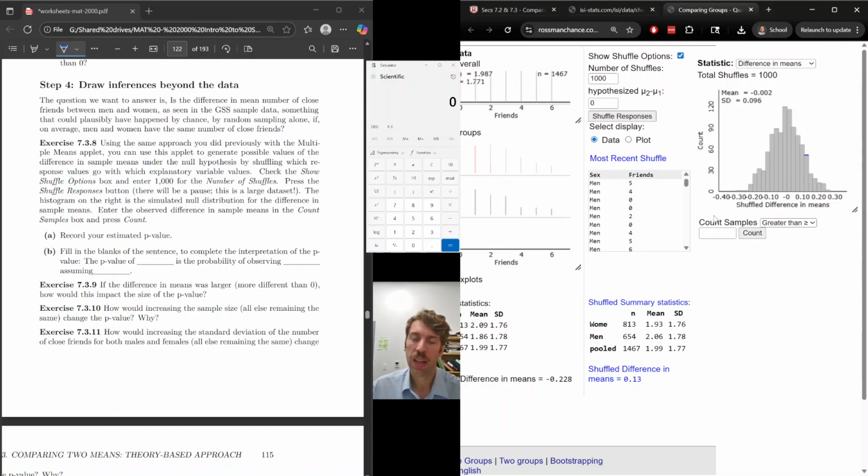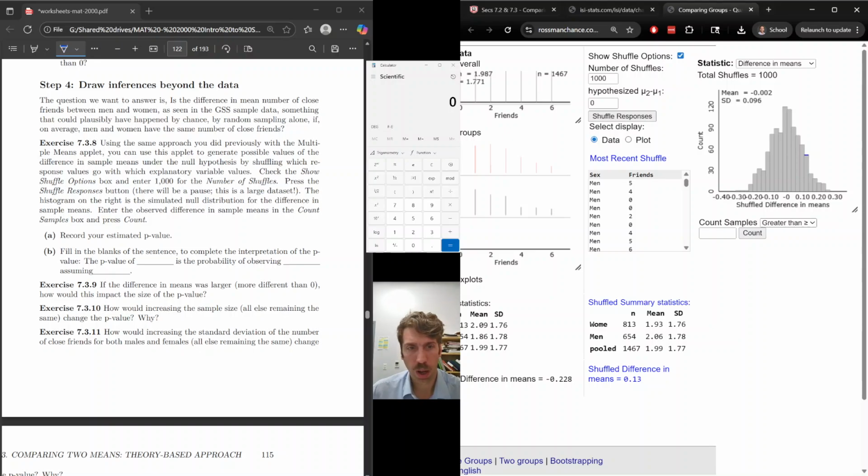All right, so here this stuff right here is the most recent shuffle, and then this is the histogram of all the shuffles. Okay, so record your estimated p-value. Well, you've got to put that number there and count it. I'm not going to do it for you. Okay, and then fill in the blanks of the sentence to complete the interpretation of the p-value.